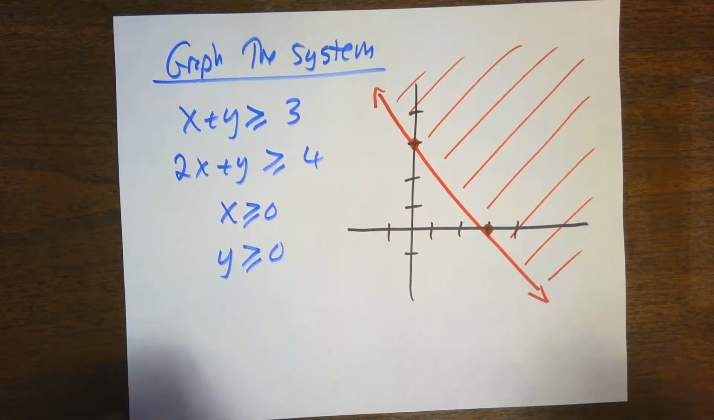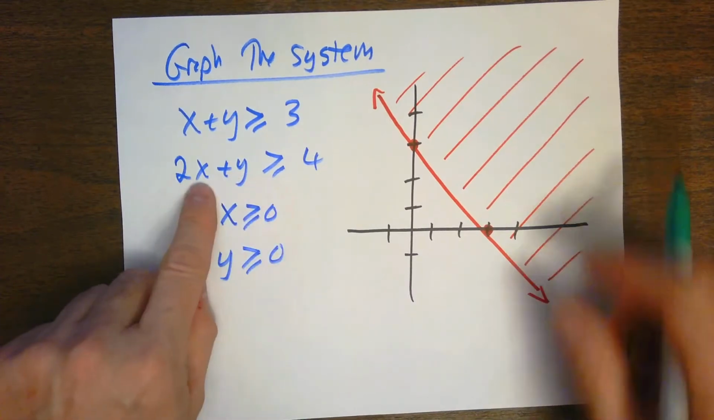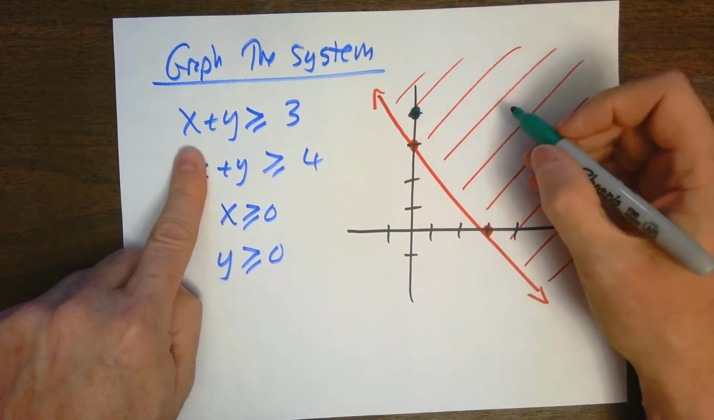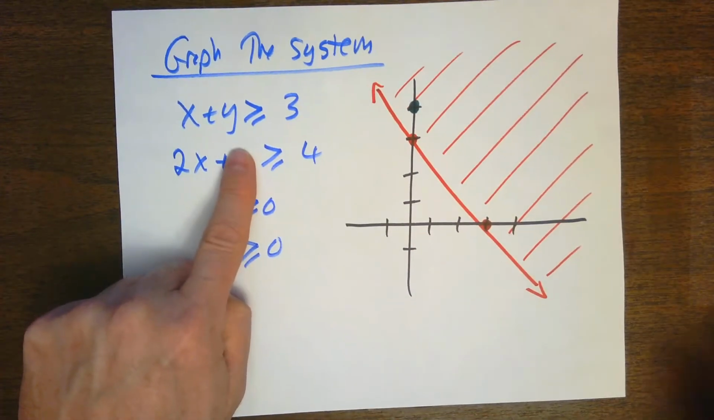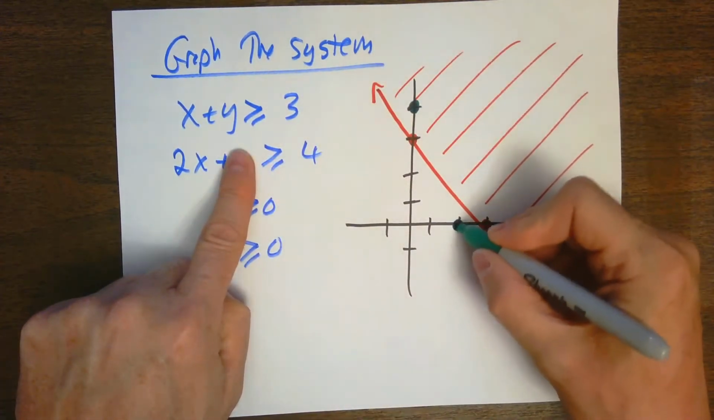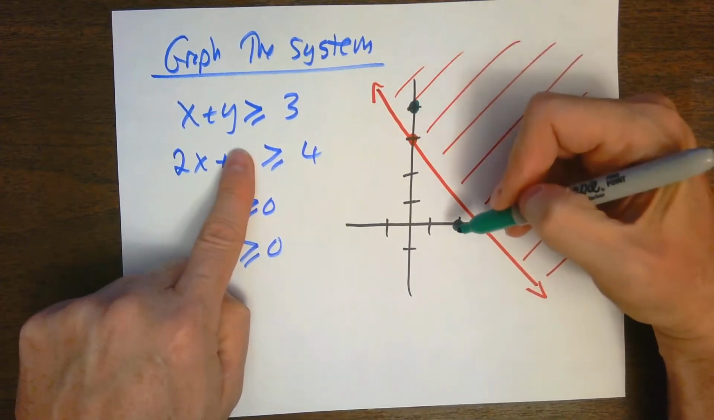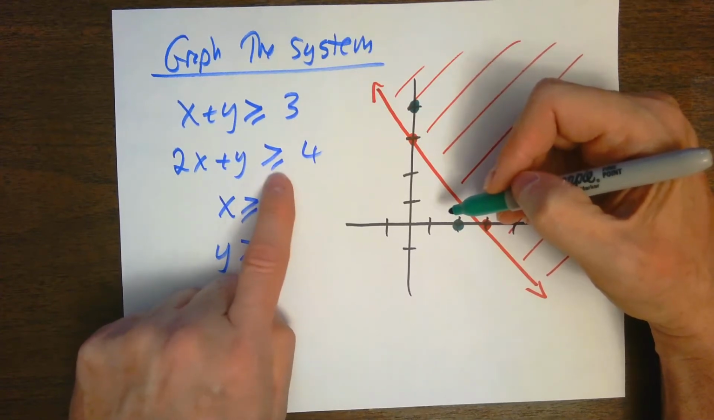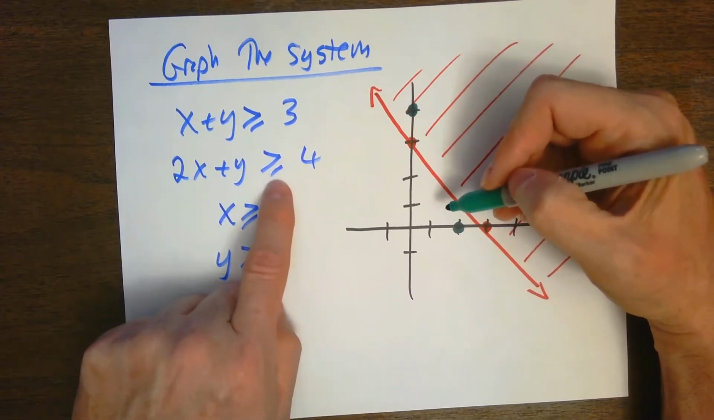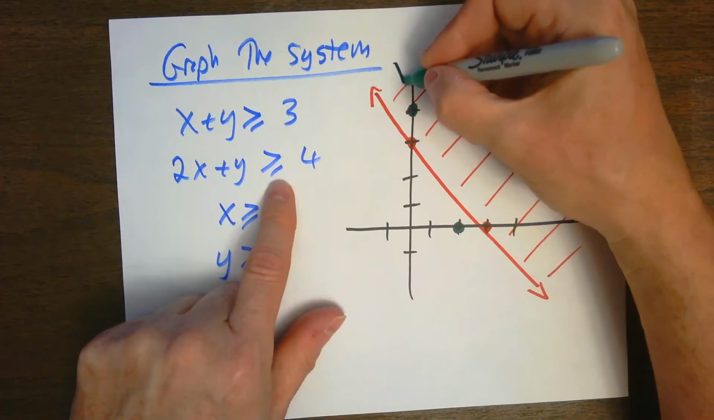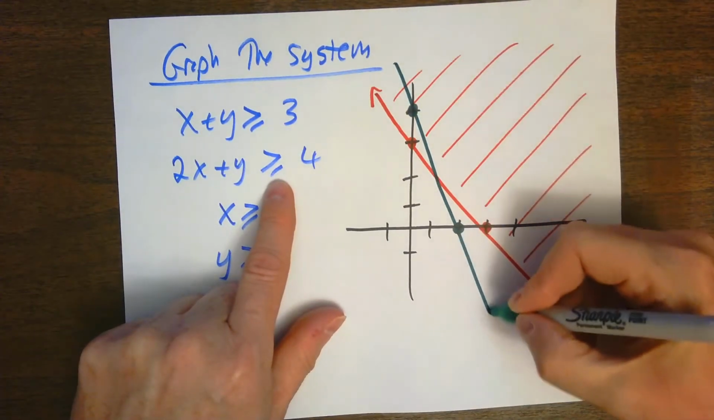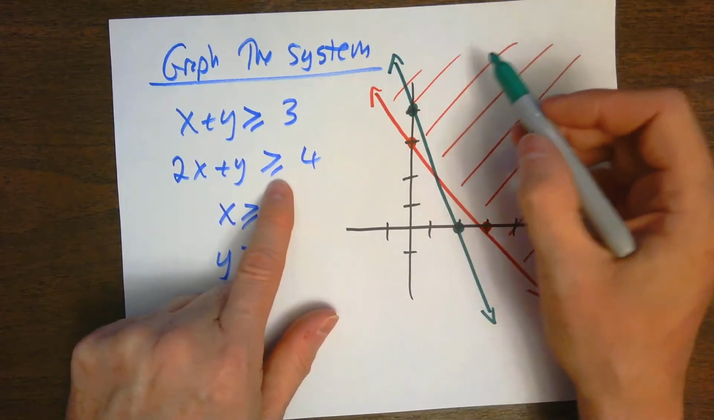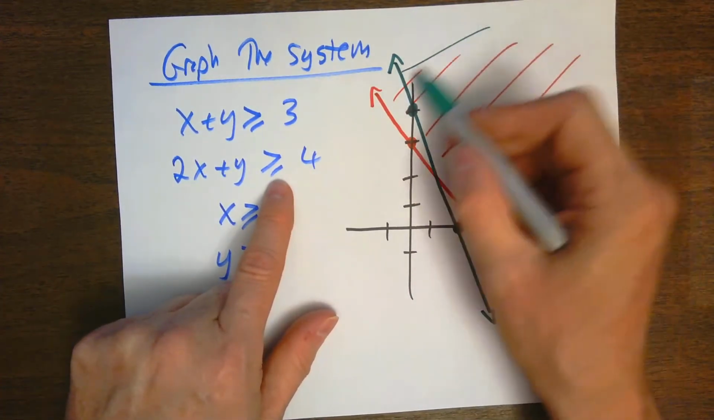Next line, 2x plus y equals 4. All right, so when x is 0, that disappears. Y is equal to 4. Here it is. When y is 0, that disappears. Solve for x. Divide both sides by 2. X is 2. Here it is. Those are my x-intercept and my y-intercept. Am I going to use a solid line or a dotted line? Shade above or below? This is going to be a solid line because it's or equal to. Shaded above.